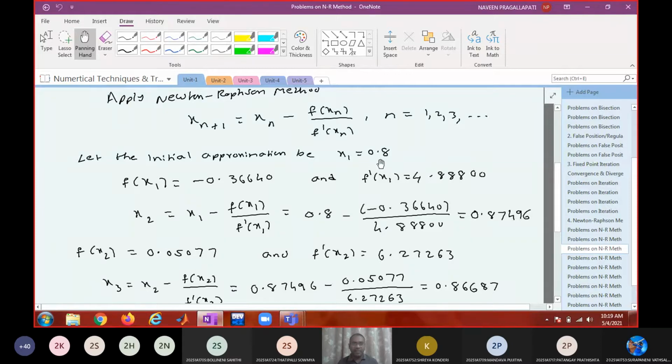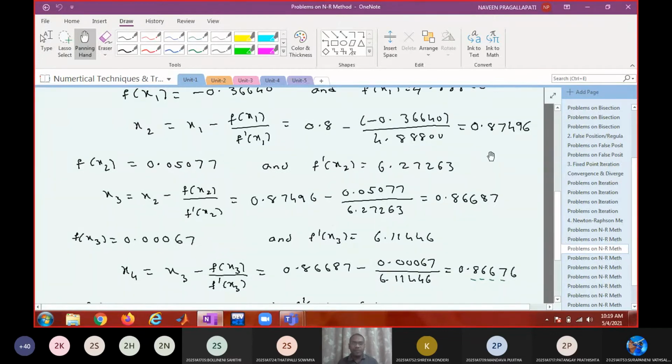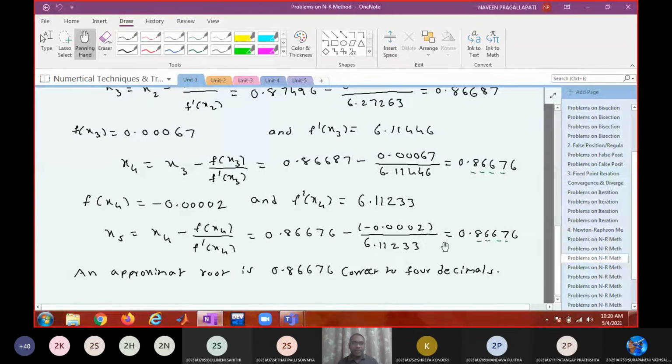Initial approximation is 0.8, successive approximation is 0.87496, and using x2 we computed x3. Before that we computed the functional values, and using x3 we computed x4, and using x4 we computed x5. And you see that in x4 and x5 the first four decimals are equal in two consecutive approximations. Therefore we terminated the iteration process and said the last obtained value is the approximate root.